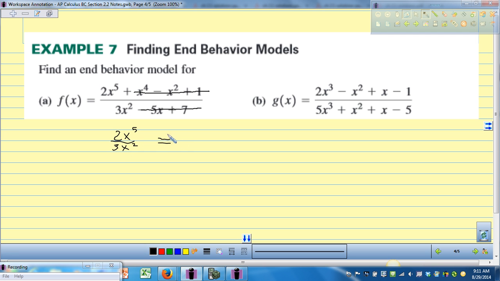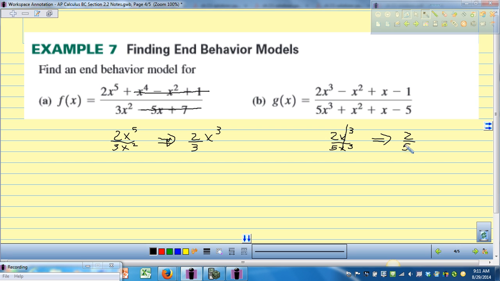So what could we use as our end behavior model? 2/3 x to the third, thank you. That's all they're talking about when they ask for an end behavior model. So this function that we're looking at will behave like this function when x is gigantic in the positive or negative direction. All right, and how about this one? We have 2x to the third over 5x to the third. So our end behavior model would just be 2/5.